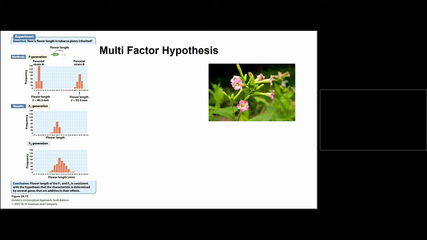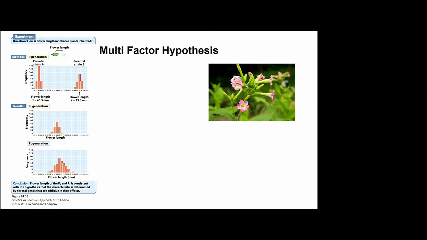Okay, so looking at variation, we want to start by talking about this. This is a tobacco flower. I don't know if you've ever seen one before, but they're kind of pretty. And you see that they have this tube here of the flower. And that tube length is actually variable. And so one study was looking at this variability in this tube length of this flower. So we had one strain where the average flower length was about 40 millimeters. And we had another strain where the average flower length was about 93 millimeters. Now these two strains are each pure breeding. So what does that tell us about the genetics of those strains?